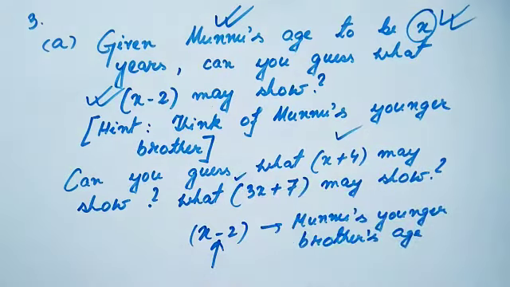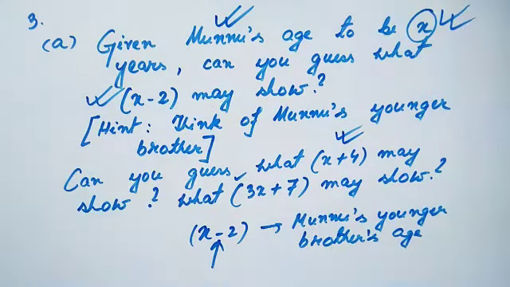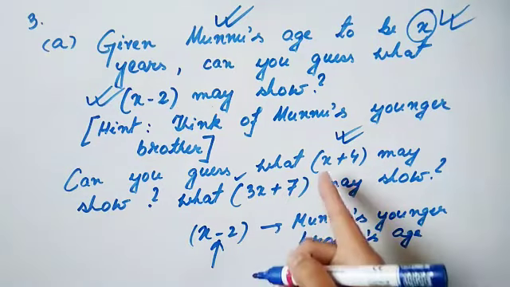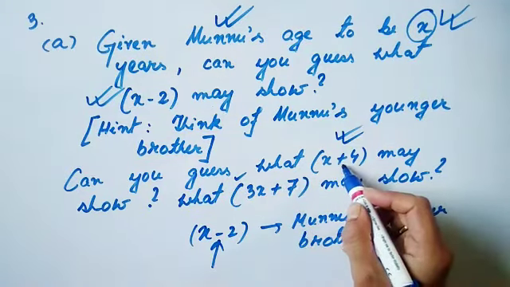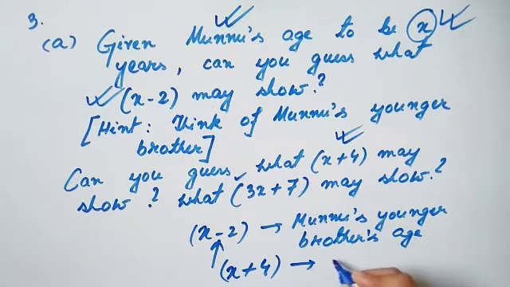Now we have two more expressions. Then it says, can you guess what X plus 4 may show? So our next expression is X plus 4. Understood, student? And here, we can think of any other person related to Monu. We may think about his uncle, or his elder brother, or his father, or his mother. We can think of any other person. So here, X plus 4, and they have given us the plus sign, right? So X plus 4 will be someone who is elder than Monu, because that person will be 4 years more than Monu, since they have used a plus sign. So we can think of it as Monu's elder brother, right?